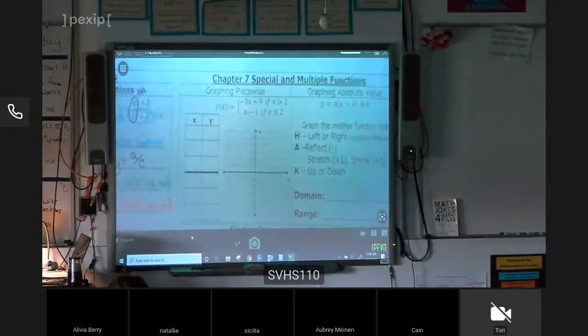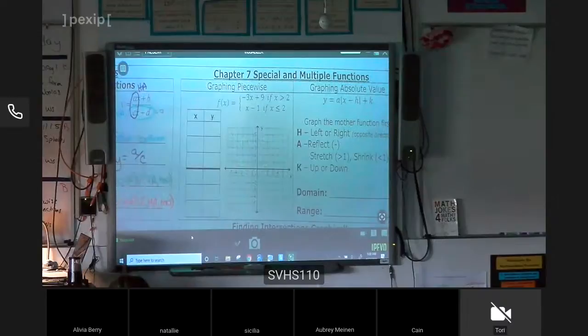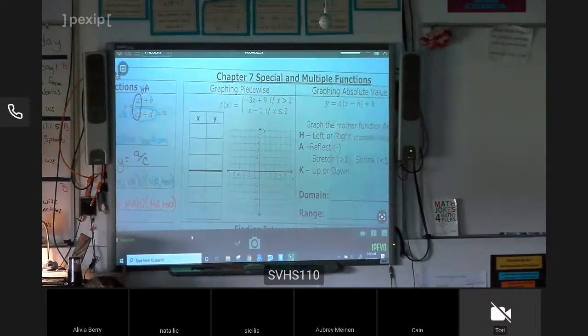Oh, it's fine. Okay, so let's just do this one piecewise function here because graphing I think is probably where people struggle with the most. Oh, now you're confusing me. Stop. I don't know. I didn't see it, so. And then on Tuesday we'll look at the absolute value.